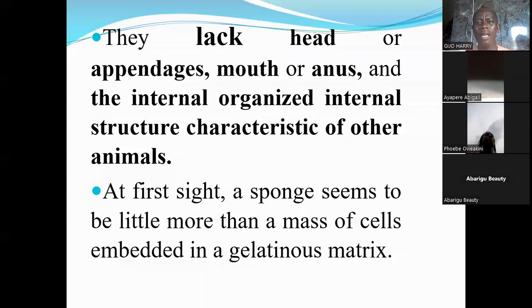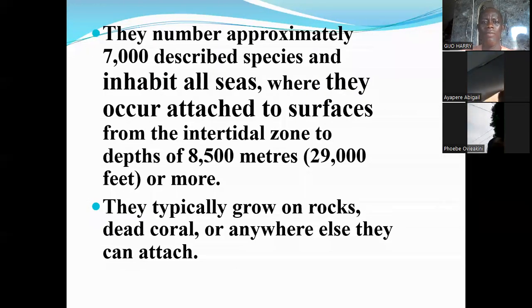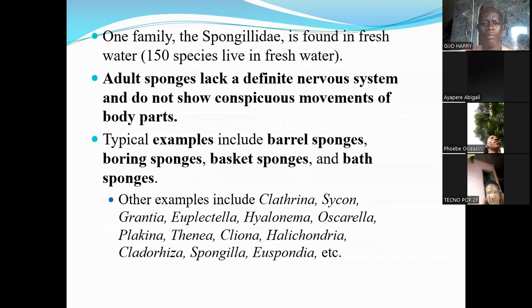They lack a head, appendages, a mouth or anus, and the internal organized structure that is characteristic of other animals. About 7,000 species have been described, and they are usually found in the sea, attached to surfaces in the benthic region.